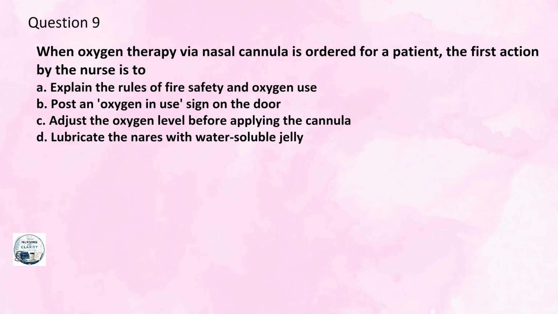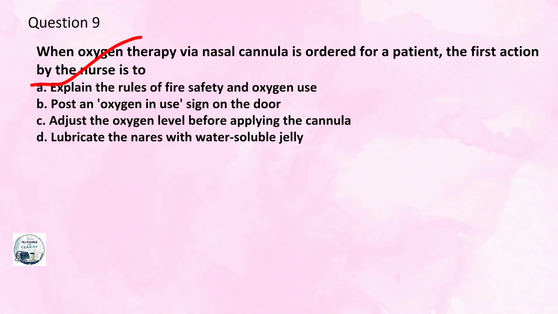When oxygen therapy via nasal cannula is ordered for a patient, the first action by the nurse is to: A. Explain the rules of fire safety and oxygen use. B. Post an oxygen in use sign on the door. C. Adjust the oxygen level before applying the cannula. D. Lubricate the nares with water-soluble jelly. The correct answer is explain the rules of fire safety and oxygen use.